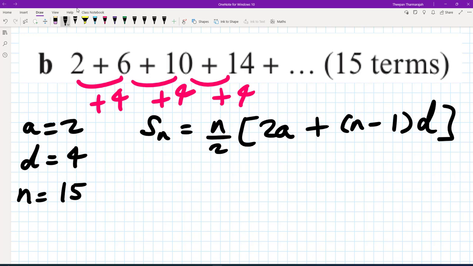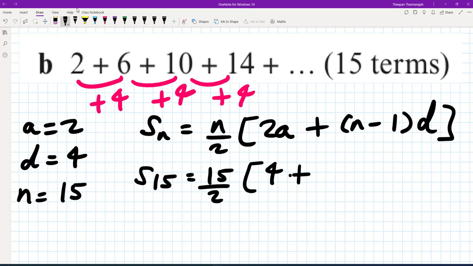So substituting our values into the Sn formula, so S15 gives me 15 over 2 times double of 2 is 4. It's 15 terms, so minus 1 is 14 times the common difference, which is 4.